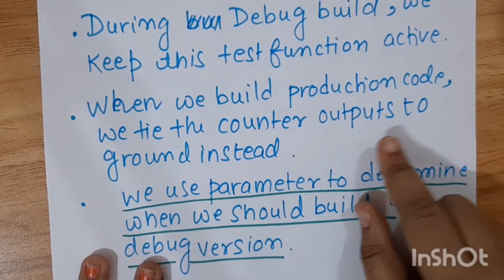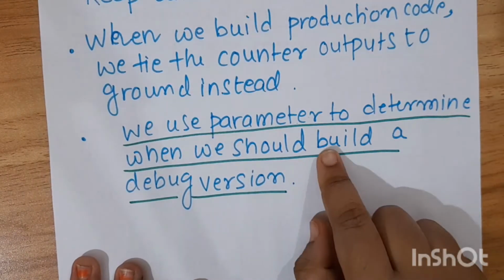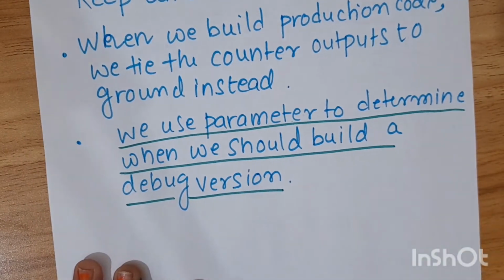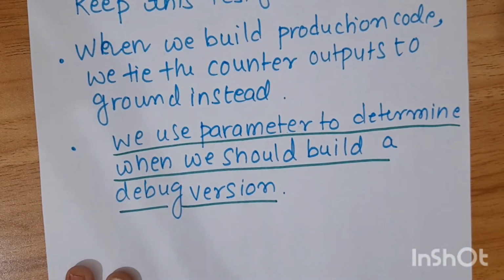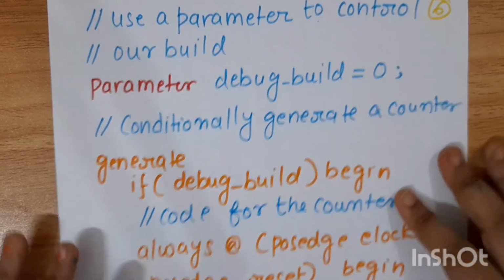We will tie the counter outputs to ground. We will use a parameter to determine when we should build a debug version. Okay, this is in the example. Now let's see the Verilog snippet for that particular example.